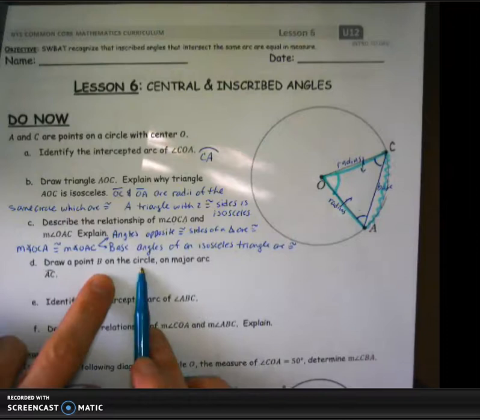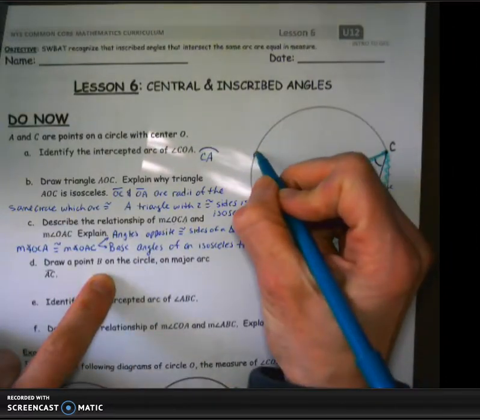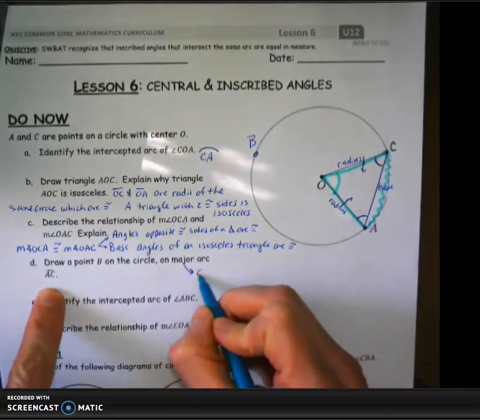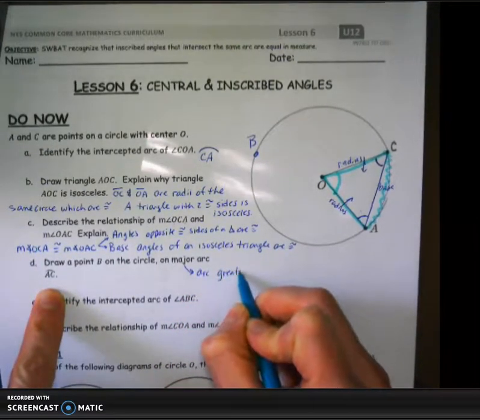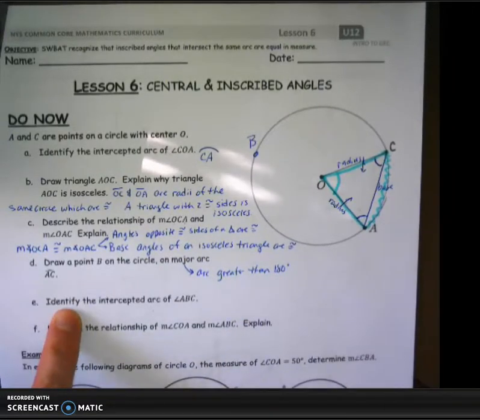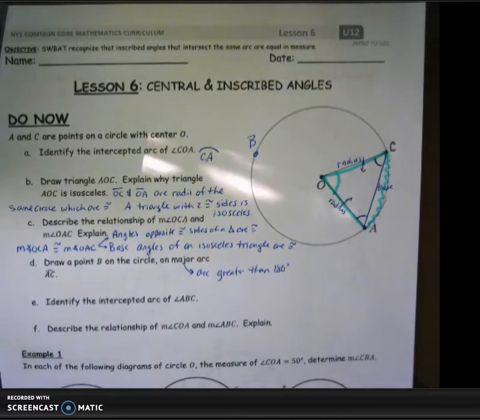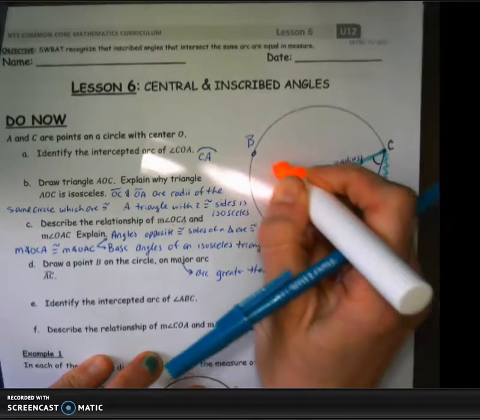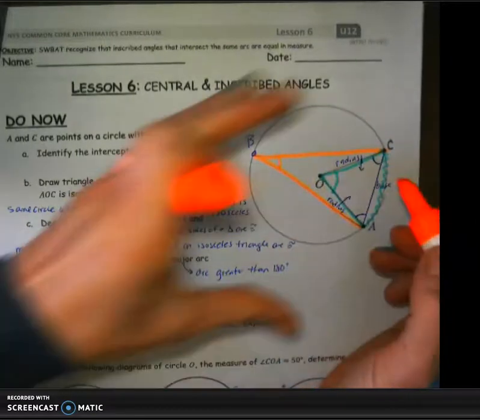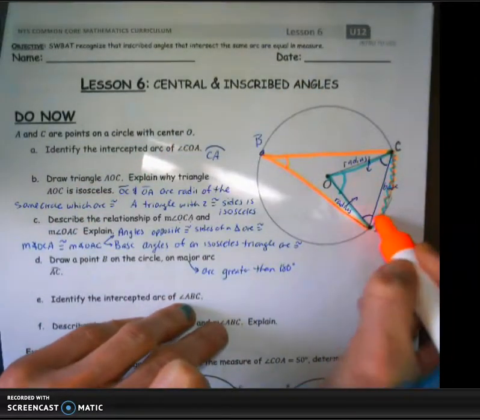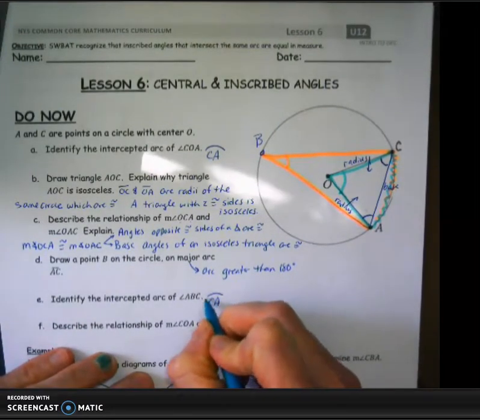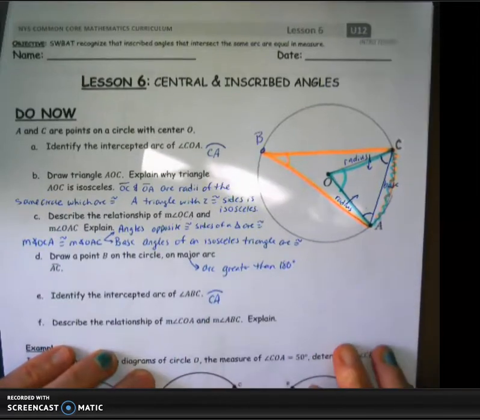Now it says draw point B anywhere on the circle. I'm going to put it right over here, making it a major arc. So remember, a major arc is an arc that is greater than 180 degrees. It says identify the intercepted arc of angle ABC. So again, here's the angle, and again, it's kind of like Pac-Man. It's opening up to the same exact arc. It's opening up to arc CA. Remember that symbol, it looks like a rainbow, and then CA underneath it.